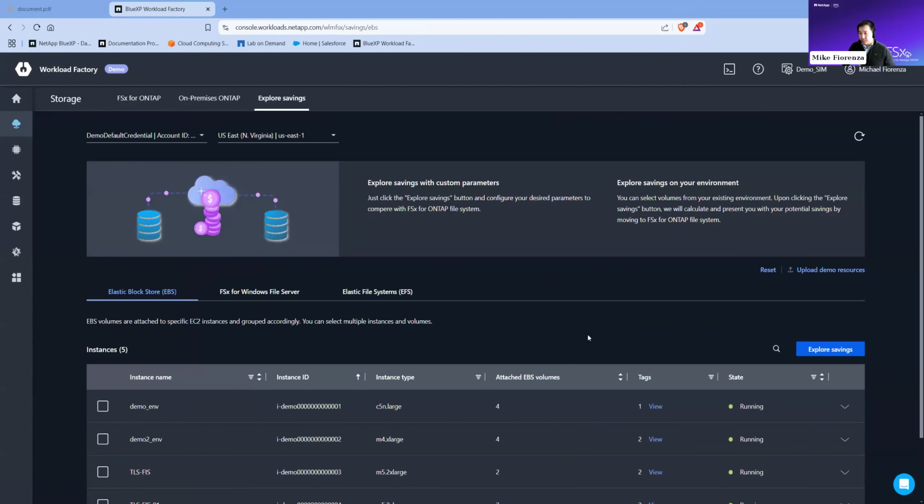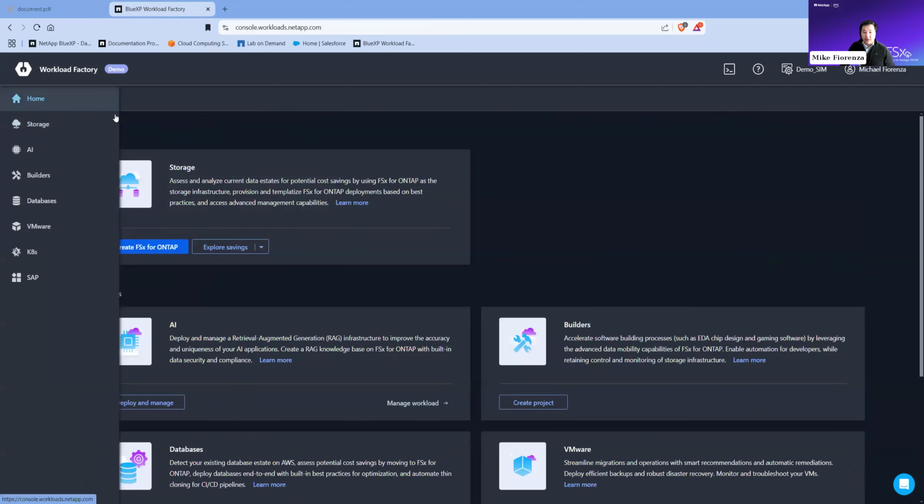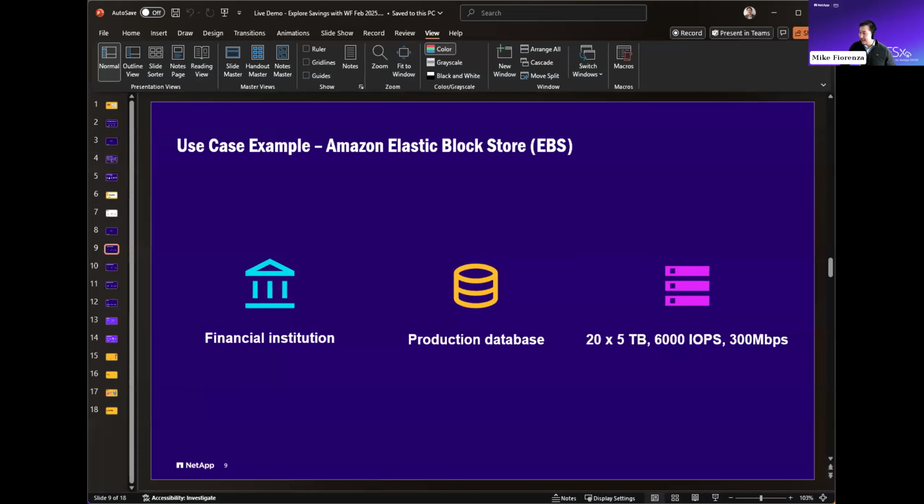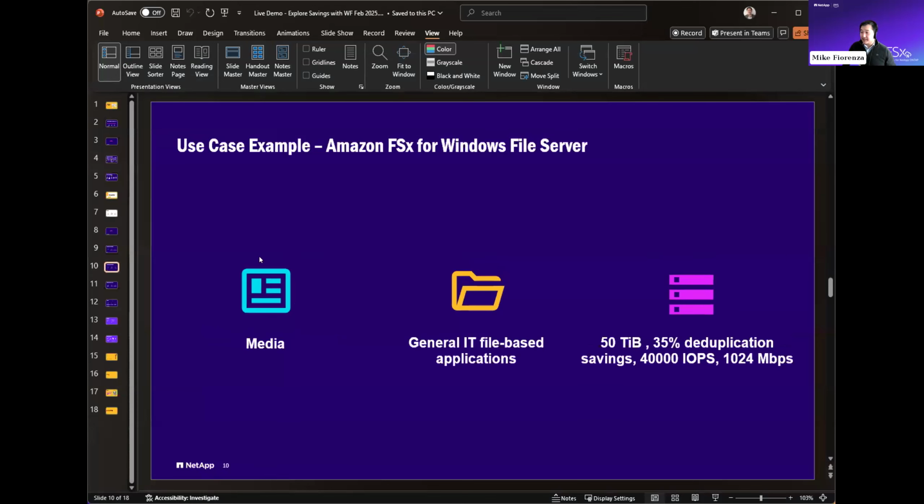So this is just one example, right? And this was more of a high performance workload. Now, if I go back to our second example here, our second example is compared to another FSx service. That's FSx for Windows File Server.